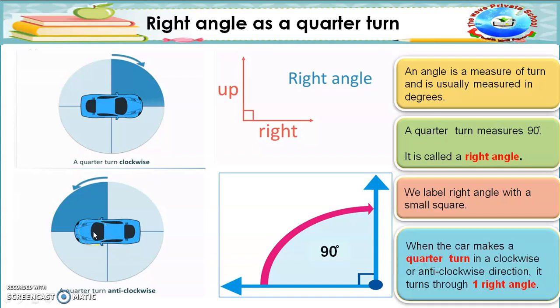Thus, when the car makes a quarter turn in a clockwise or anti-clockwise direction, it turns through one right angle. Look at both cases. Here we have one right angle. Here also we have one right angle.